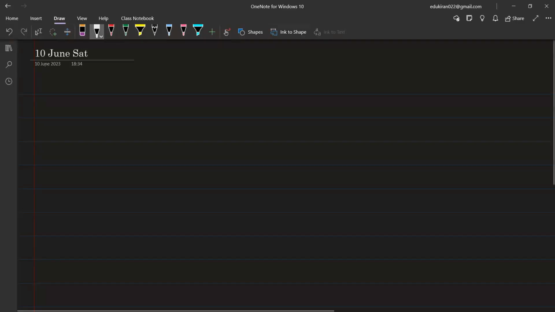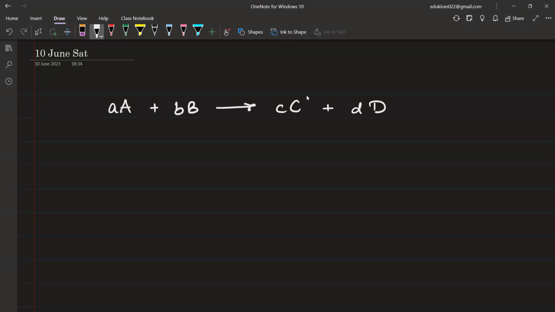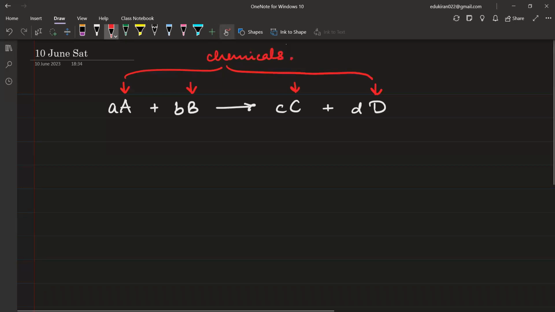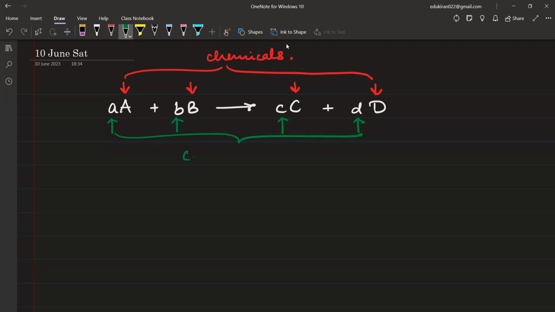Any general chemical reaction can be written in the form of aA plus bB giving you cC and dD. Now, all this A, the capital A, capital B, capital C, and capital D, all of these are chemical species. All of these are chemicals. Here we have a, here we have b, here we have c, the small letters. These represent numbers, the coefficients.